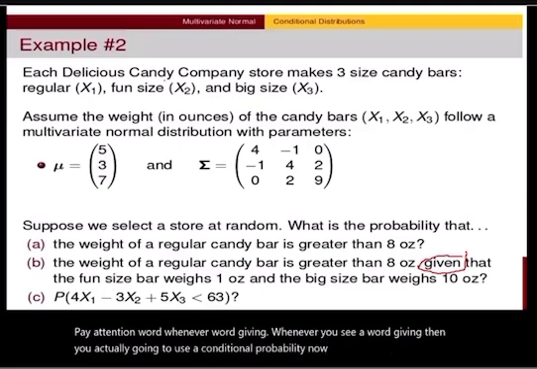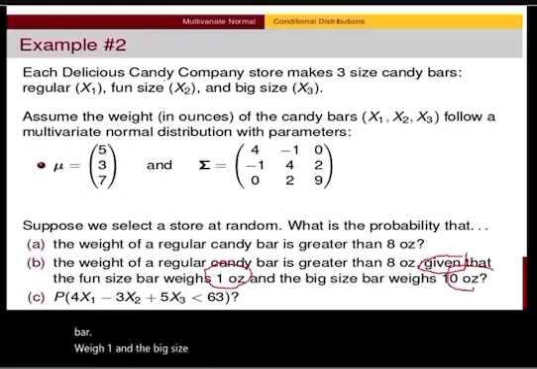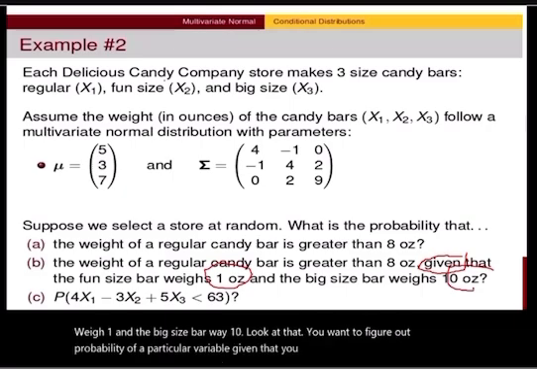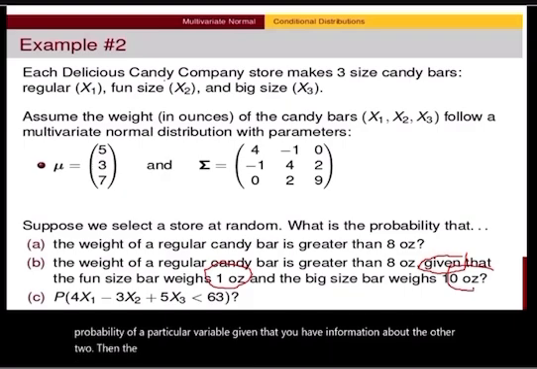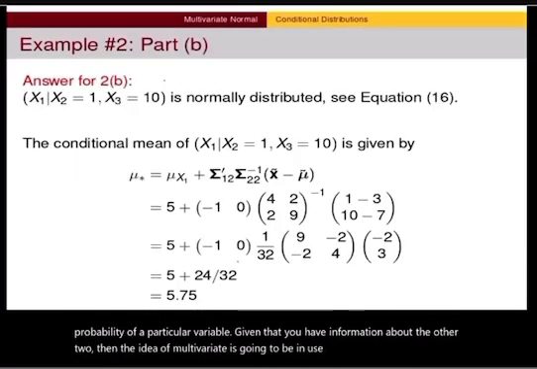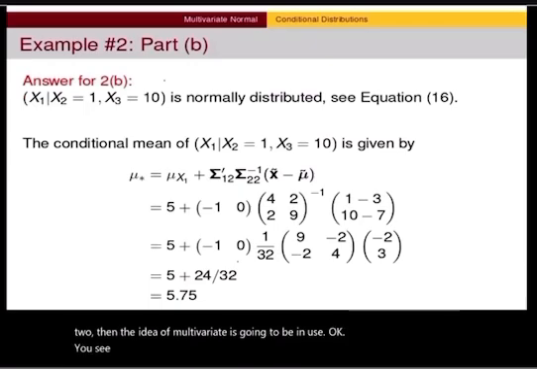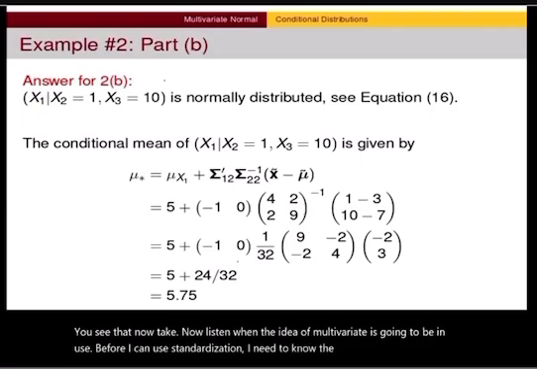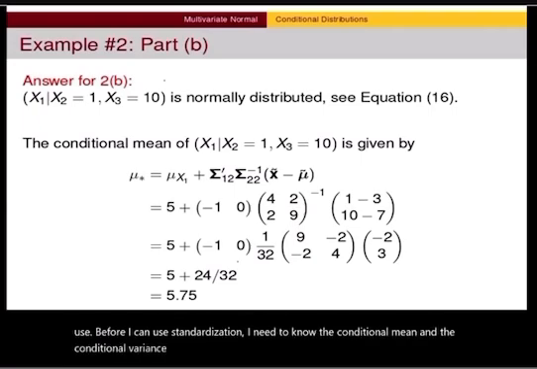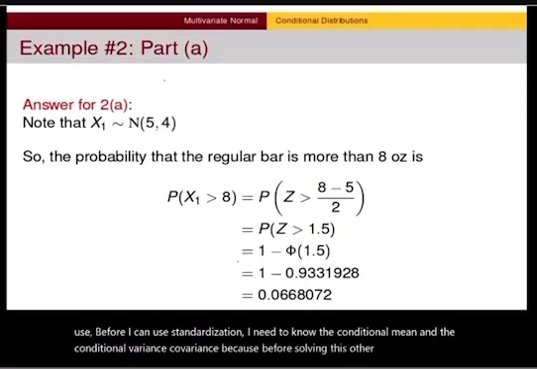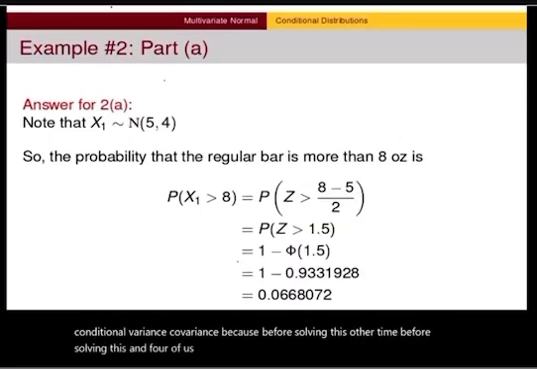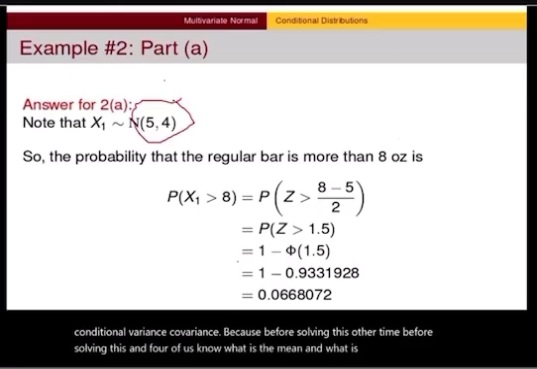Now, given that the mid size bar weighs 1 and the big size bar weighs 10. Look at that. You want to figure out the probability of a particular variable given that you have information about the other two. Then the idea of multivariate is going to be in use. Okay? You see that? Now listen. When the idea of multivariate is going to be in use, before I can use standardization, I need to know the conditional mean and the conditional variance-covariance. Does that make sense?